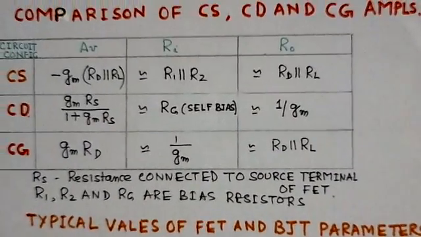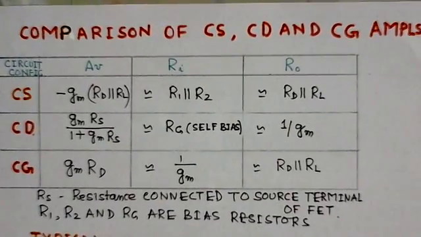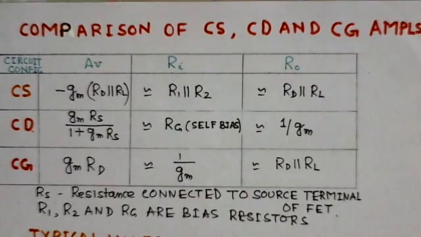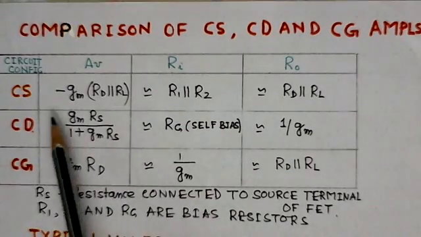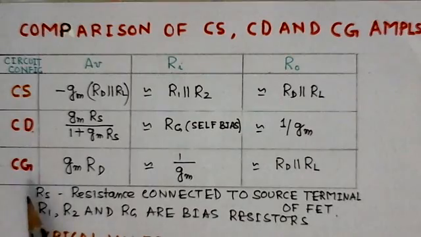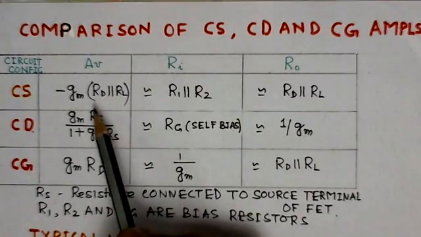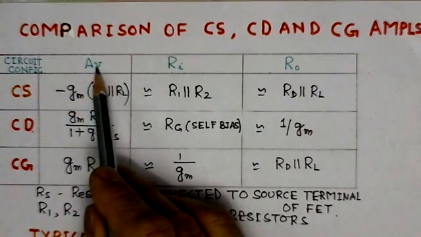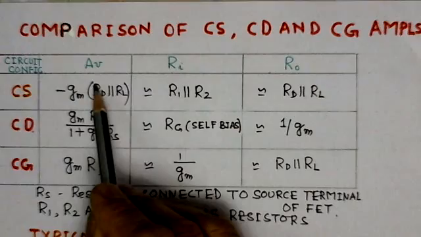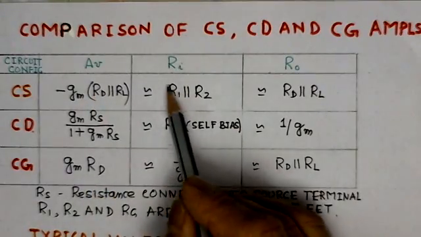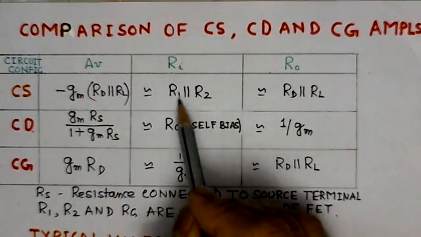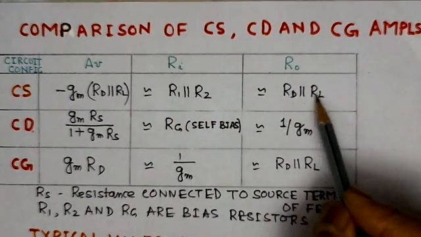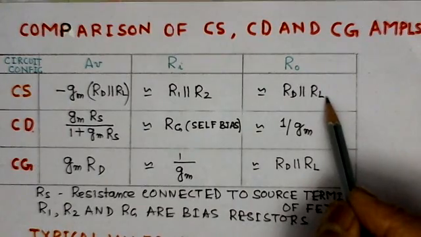Now this table compares the performance of common source, common drain, and common gate FET amplifiers. For the common source amplifier, the voltage gain is minus GM into RD in parallel with RL. Input resistance is R1 in parallel with R2, which are the biasing resistors. R0 is given by RD in parallel with RL. This is for common source.